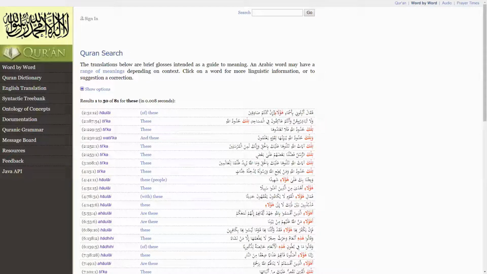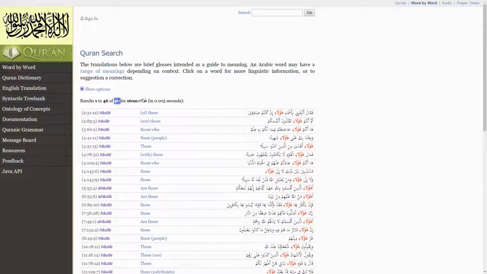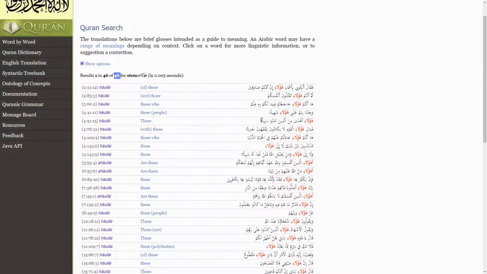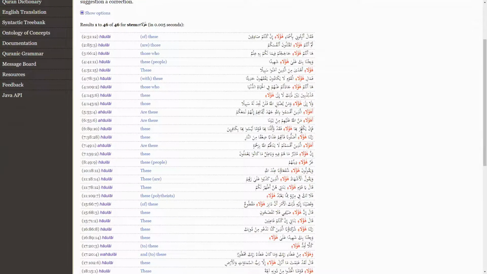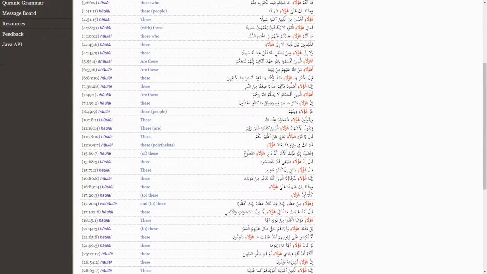81 times these came. Haulai comes 46 times because these was translated as tilka. Now, haulai is for human beings: shahidan, haulai, famali haulai al-qawm, right? So all haulai is used for these people, polytheists. Everyone for people, right? People, haulai.